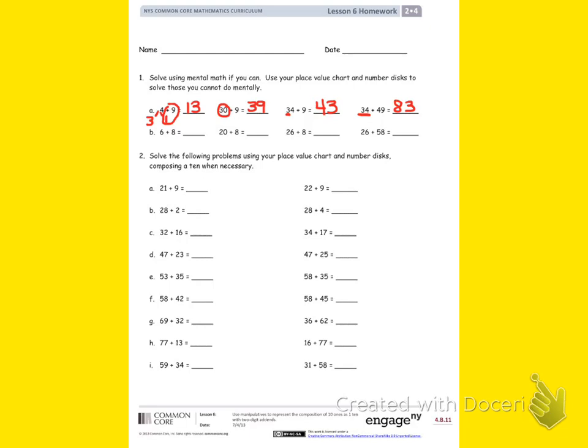Looking at row B, 6 plus 8. Well, if I want to make a 10, I know that I need 2 here out of the 6 to make 10. And 2 and 4 is 6. So that means that there's a 10 and 4, which is 14. Now 20 plus 8 already has a 10 right here. So all we have to do is add the extra 8 ones, which is 28.